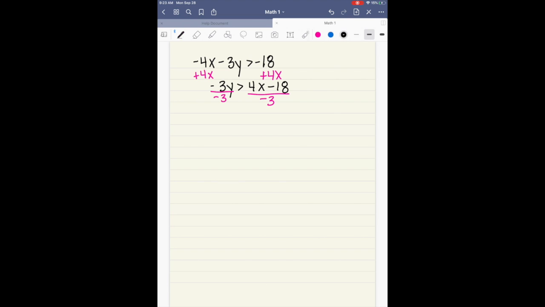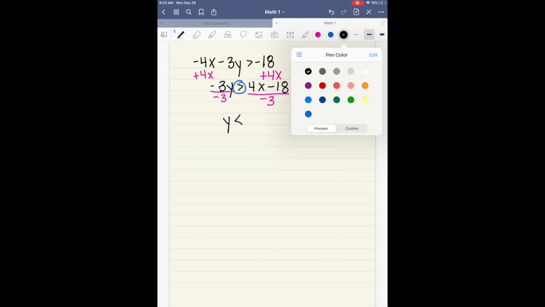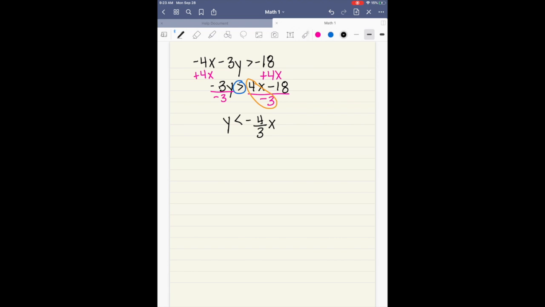Now, because I'm dividing by that negative, that means that I'm going to need to flip my sign. So this is going to become less than. And I'm also going to simplify. So 4 divided by negative 3 is going to wind up being negative 4 over 3x. And I have negative 18 divided by negative 3, and that's going to wind up being plus 6. So again, if I were to graph this, this is less than, so it's going to be shaded below. And it's going to have a dashed line.